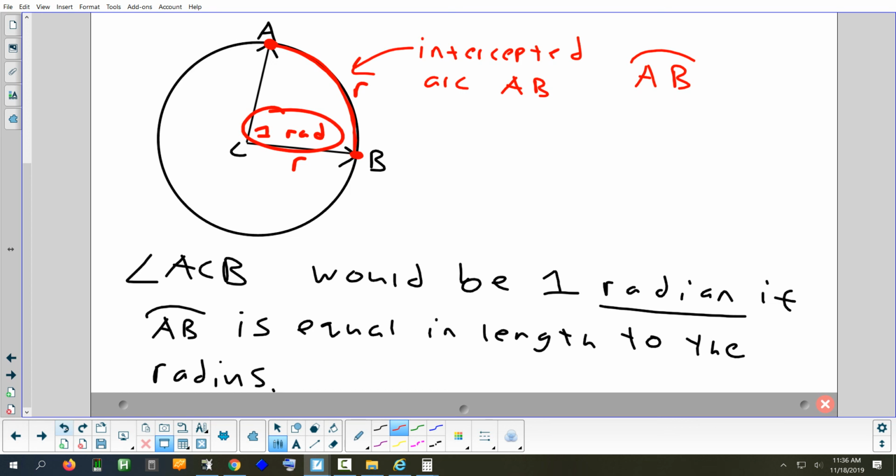So what is a radian again? A radian is a unit of measure for an angle. It's kind of like asking, what is a degree? It's a unit of measure for an angle. And I'm trying to show you visually what 1 radian would look like.